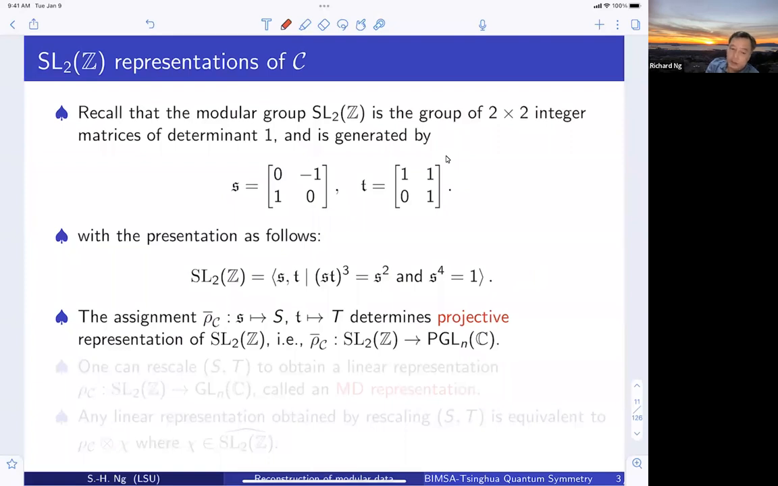Once you have a modular tensor category, you can write down the S and T matrices. You can make an assignment.